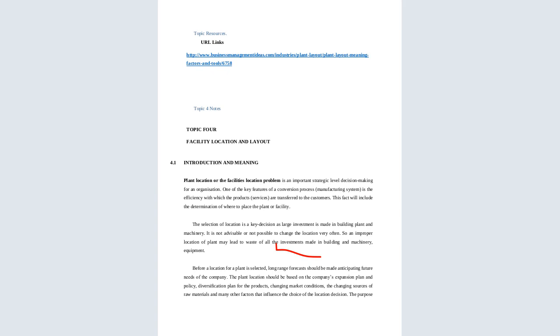So before a location for a plant is selected, a long range focus should be made, anticipating the future needs of the company. So the plant location should be based on the company's expansion plan and policy, diversification plan for the products, changing market conditions, changing sources of raw materials, and many other factors that influence the choice of the location decisions.